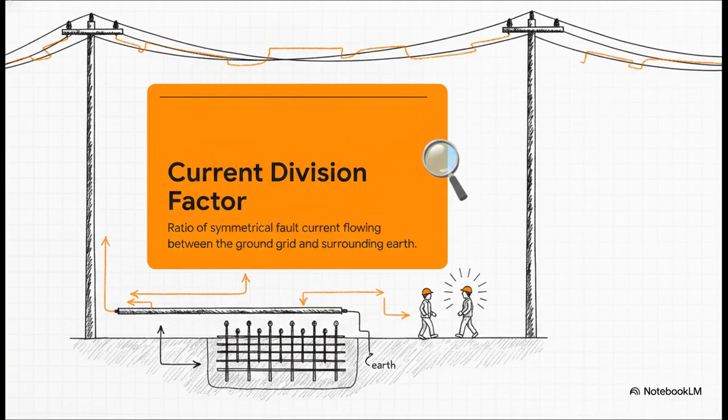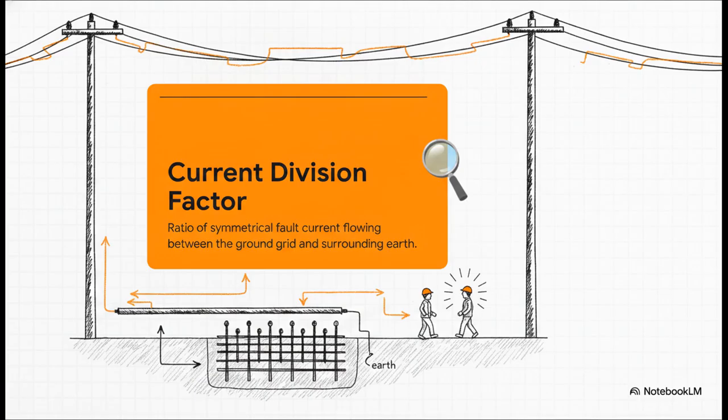Furthermore, when that massive ground fault current hits a substation, not all of it goes straight into the dirt. IEEE guidelines require us to calculate the current division factor, or Sf. This is the ratio of the total symmetrical fault current that actually flows between the substation grounding grid and the surrounding earth. You see, a significant portion of the fault current actually returns directly to the source by traveling back along overhead shield wires, neutral conductors, or underground cable sheaths.